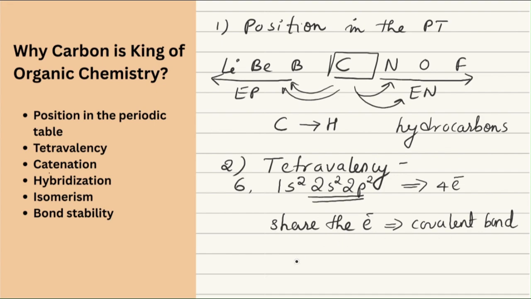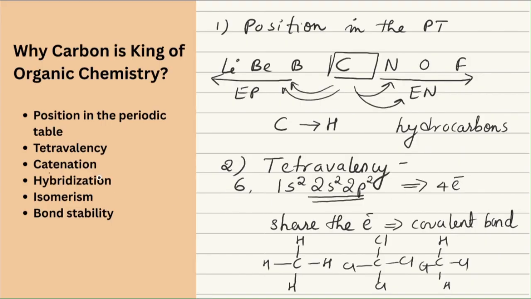Because it is sharing the electrons, it is going to form covalent bonds. And since it is forming 4 covalent bonds, the probability of forming different compounds will be higher and higher. What does that mean? Say with only 2 elements, say hydrogen and chlorine, it can form many compounds. You can take either all hydrogen or chlorine or hydrogen and chlorine combination. Like this, we can form many more compounds, and this is possible due to 4 valency of carbon.